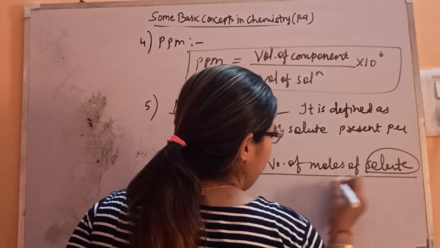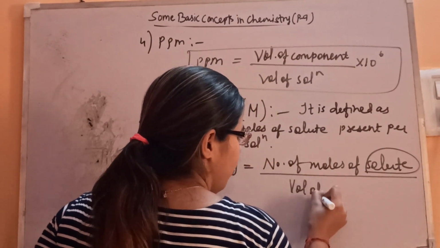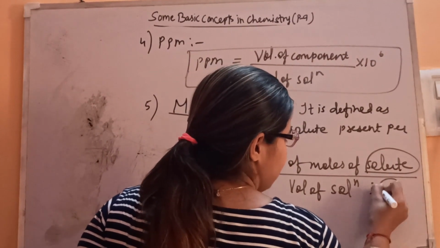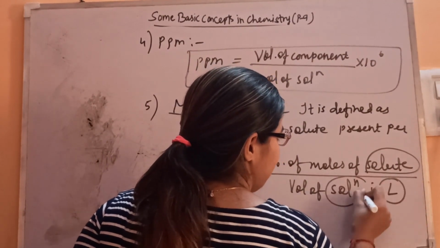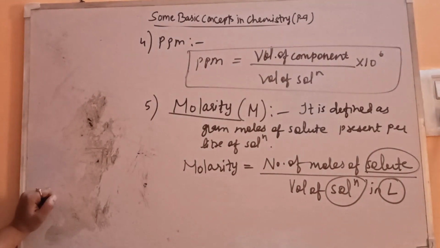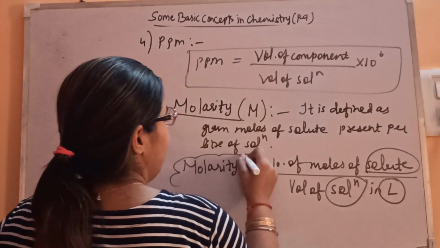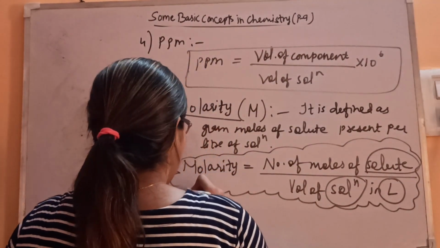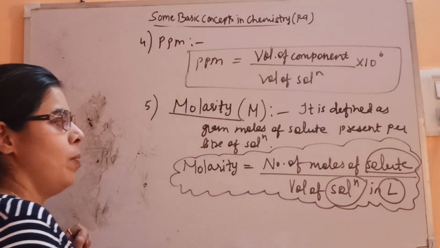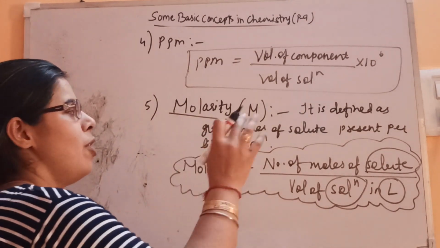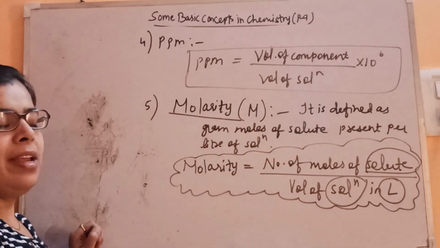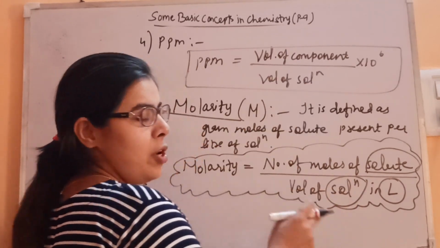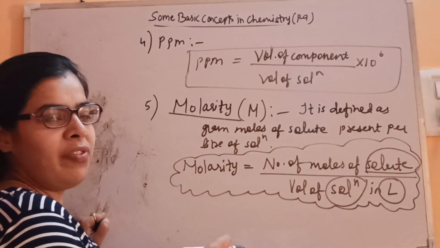Solute divided by volume of solution in liters. This is also important, in liters and in solution. Here these are the important terms, so you need to understand. If you do not mention liters, or volume of what, if you write only volume, it's meaningless. It's number of moles of solute, not solvent, and volume of solution, not solvent, in liters specifically.